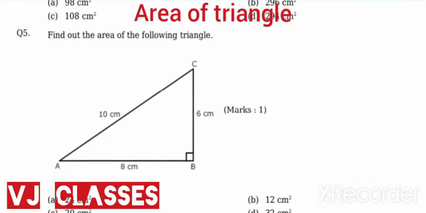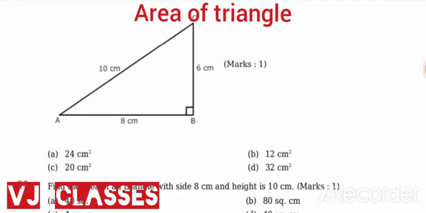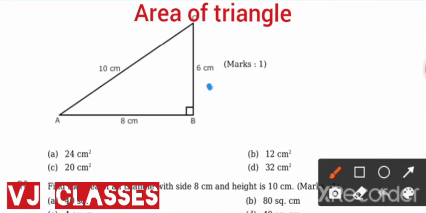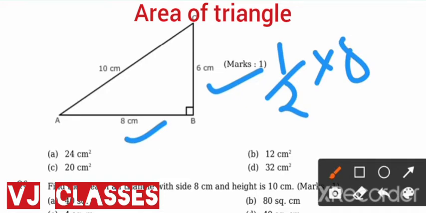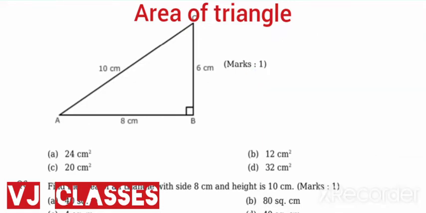Okay, now question number 5th part, diagram is already given, so here I hope no doubt. Let's see. So this 6 centimeter is the height and 8 centimeter is the base, and formula is half base into height, half 8 into 6. So by 2 you cut this 4, 6 4s are 24, and 24 is the answer. Option A is correct for this answer.